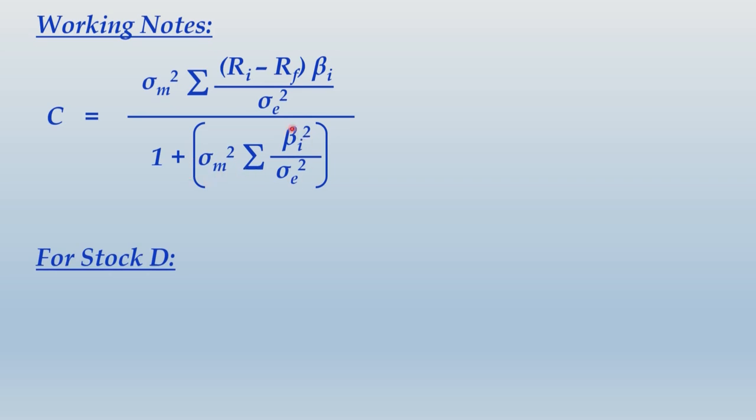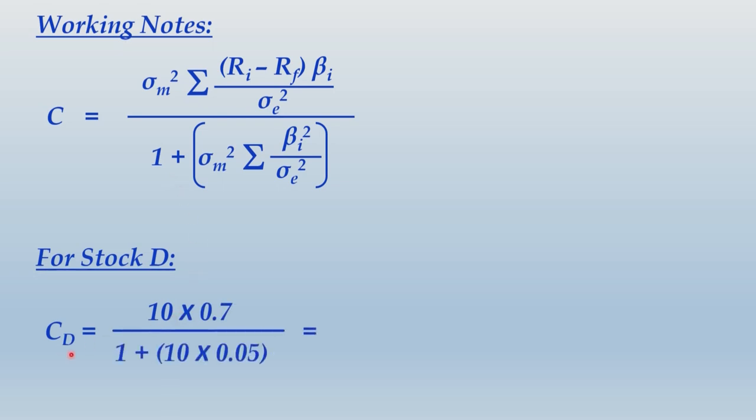In the denominator, this part was 0.05. That also gets multiplied by 10 and this whole thing is added to 1. So what we get is the cutoff point for stock D: 10 into 0.7 divided by 1 plus 10 into 0.05. So what we get is 7 upon 1.5, and that is 4.6667. So friends, carefully note down this entire calculation, and then we go back to the table and put this value in that column.